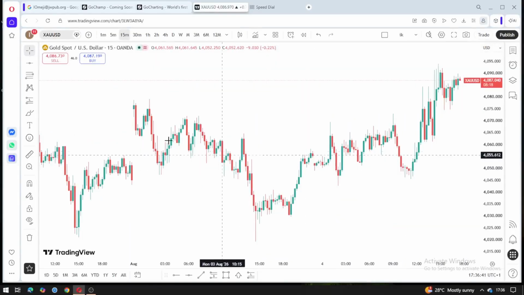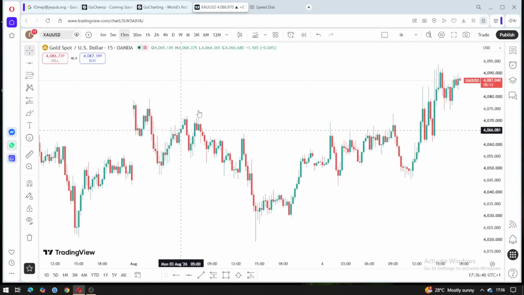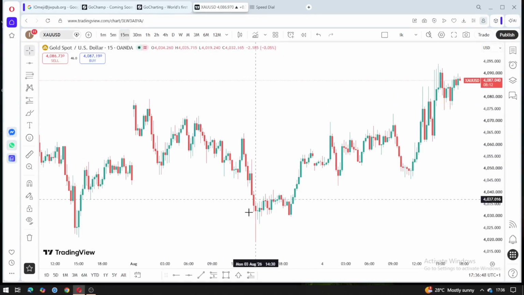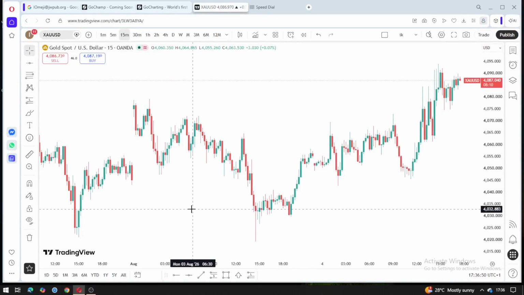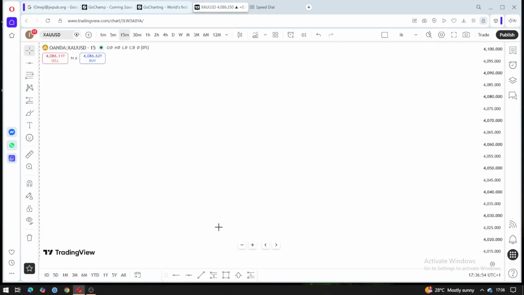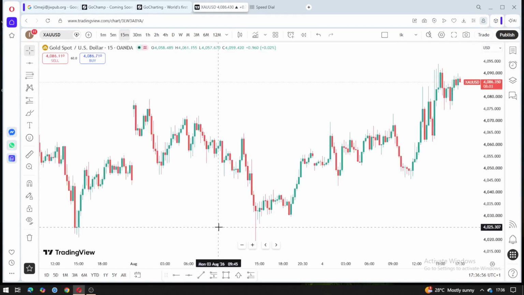All right, guys, this is a wonder broker. This is a 50-minute time frame. So what we want to talk about right now is support and resistance, how to actually mark your support and resistance very correctly.